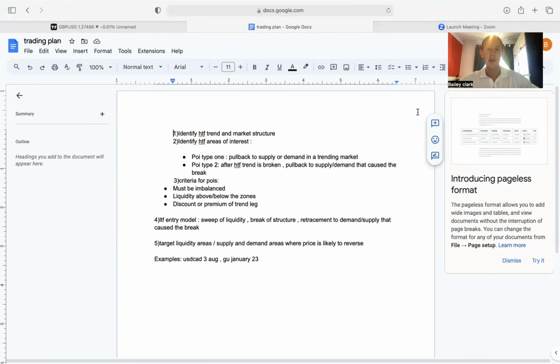Alright guys, so first of all, I have written up a little trading plan to make this strategy a lot more simple. So the first step that we're going to use is just to simply identify higher time frame trend and market structure. If you don't already know how to do that, I'll leave a link to a previous video that I did about how to do that very simply.